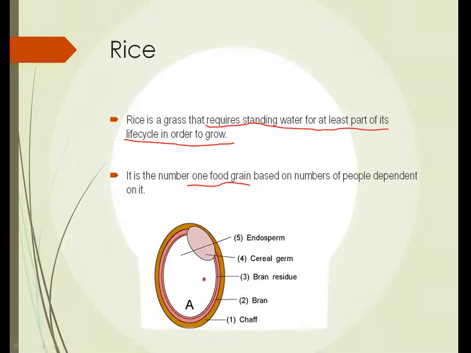From this diagram down here, we can see the structure is kind of the same as all of the other grasses. We have bran, we have the germ, we have the endosperm. In rice and in wheat as well, there's this outer coating called chaff, which is removed in processing.